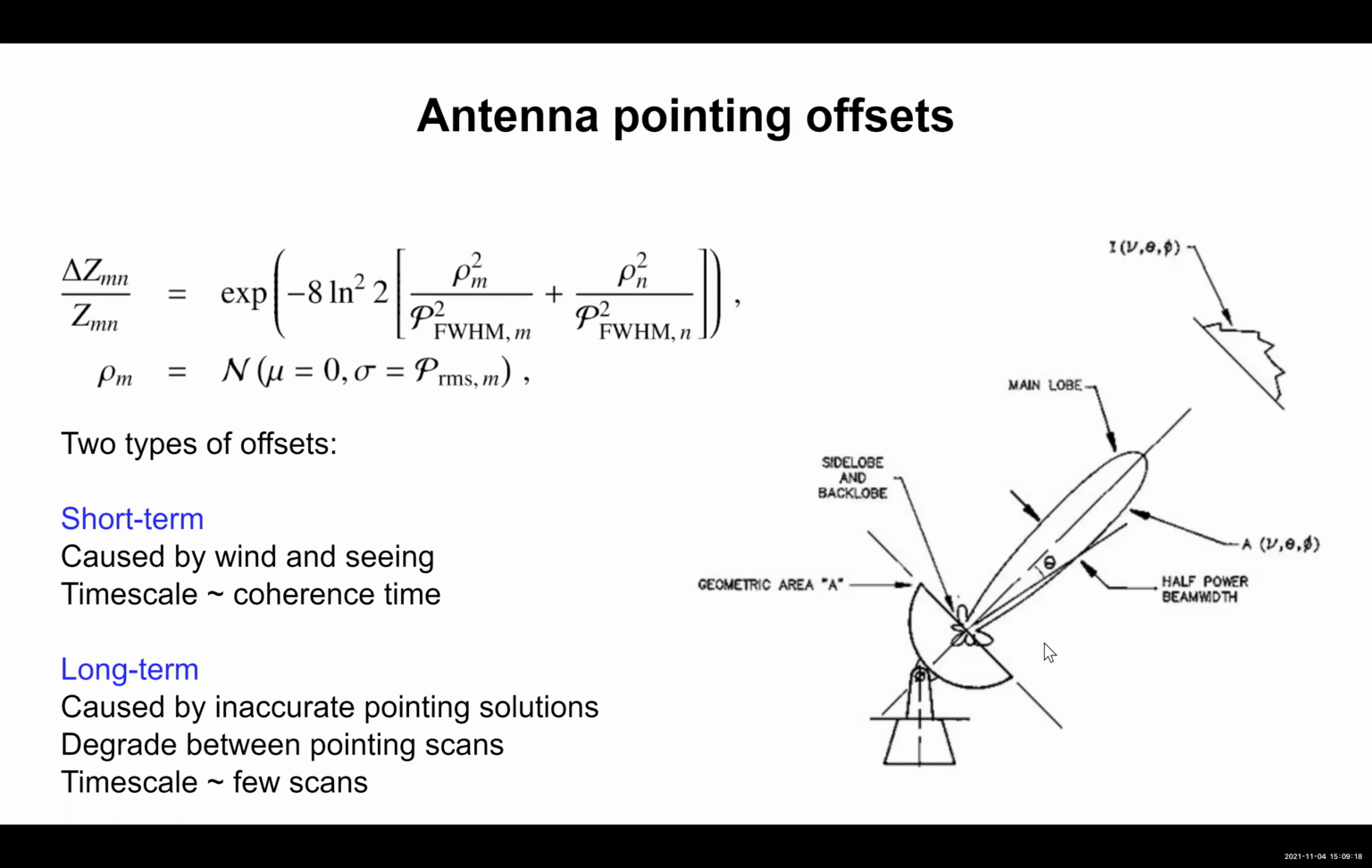Then we're also adding these antenna pointing offsets. And to do that, we model the telescope beam as a Gaussian, and then you can give an RMS offset in arc seconds, and two types of offsets are simulated. There are short-term offsets caused by the wind and seeing on the time scale close to the coherence time, and there are long-term pointing offsets that are caused by inaccurate pointing solutions that are degrading on the time scale of a few VLBI scans.